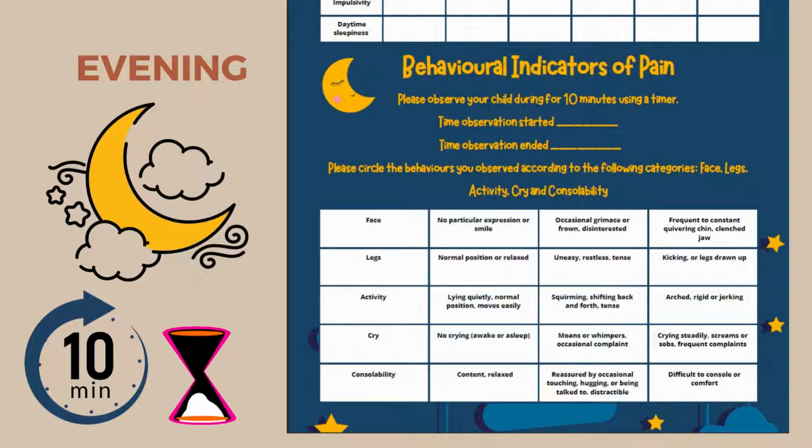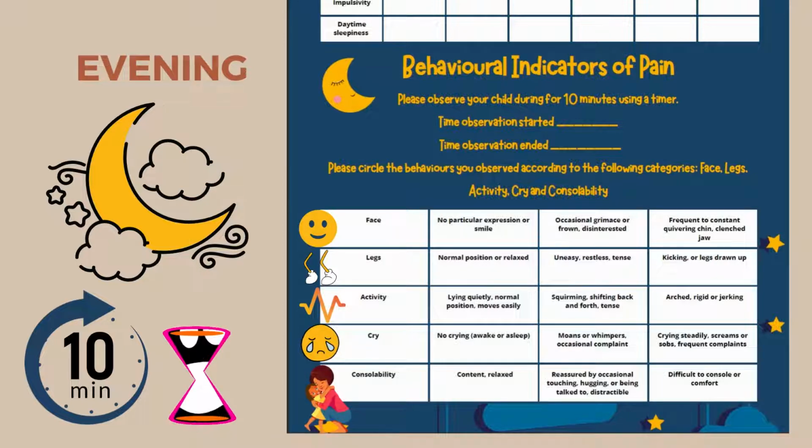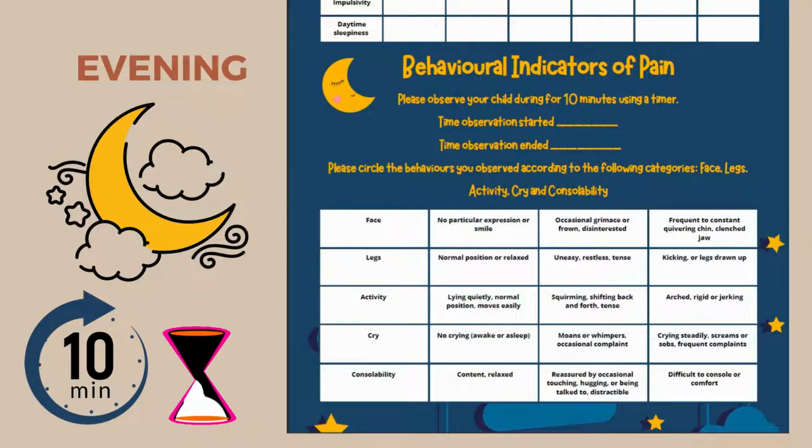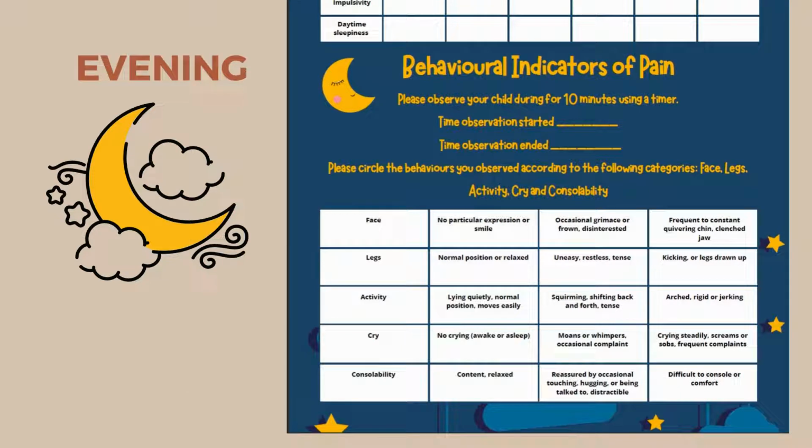Pay particular attention to your child's face, legs, activity level, whether they are crying, and if they are consolable during this time. If your child is upset during the observation, you should console them in the way that you normally would. After the 10 minutes are up, please indicate the behavioural description that most clearly matches the overall level of behaviour that you observed. Please make only one selection per category.